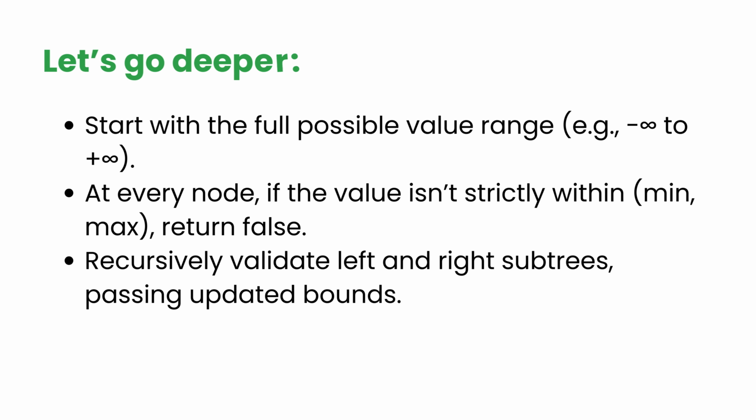Let's go deeper. Start with the full possible value range. Example, from -infinity to +infinity. At every node, if the value isn't strictly within min, max, return false. Recursively validate left and right subtrees, passing updated bounds.